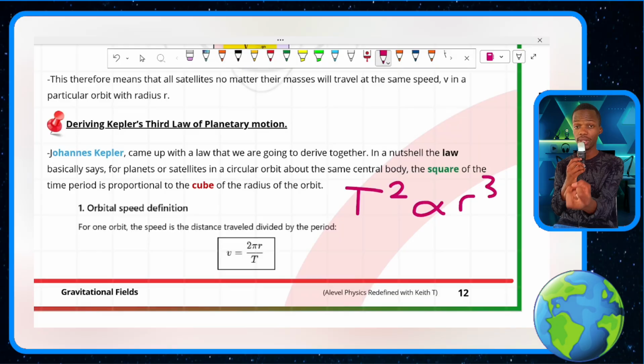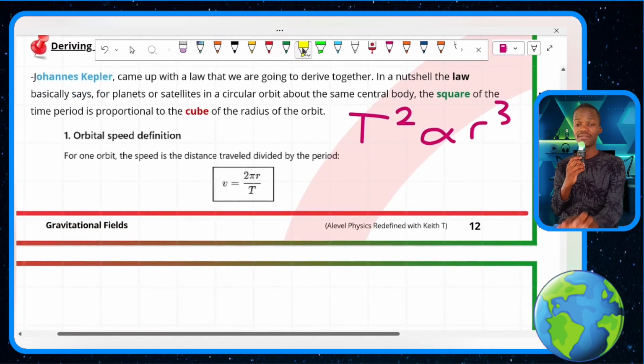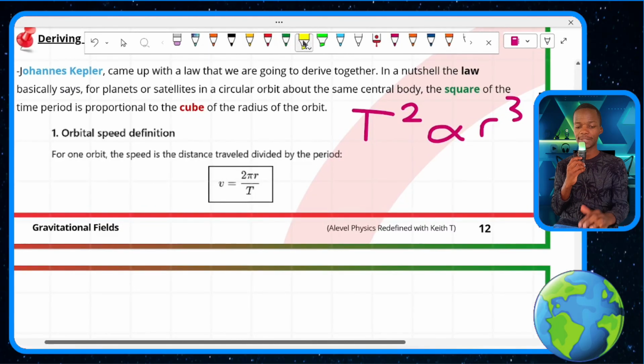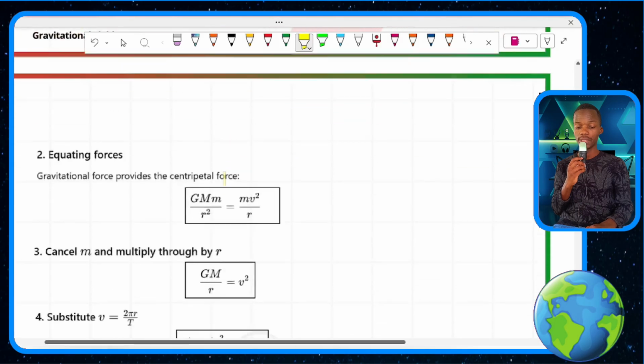So it's a relationship between the period, the time taken to complete one oscillation about a planet, and the radius of that orbit. Okay, so first of all, we need to derive this because questions will ask you that. So the orbital speed definition for one orbit: the speed is the distance traveled in a given time period. Since it's a circle, the distance traveled is 2πr, which is the circumference, divided by the period, which is T. So v will be equal to 2πr over T.